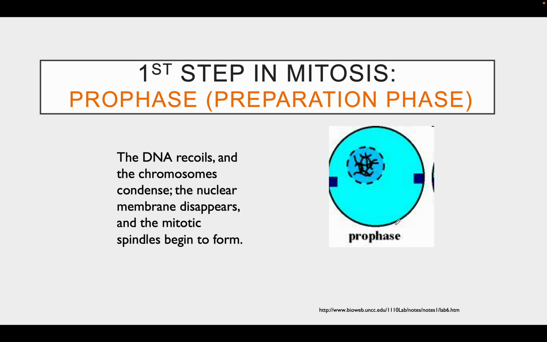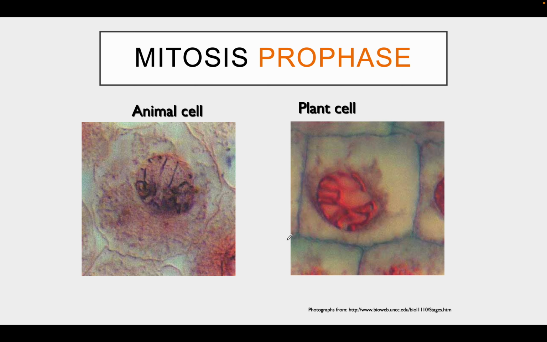In the first stage of mitosis, the prophase, which is the preparation phase, everything starts to disintegrate. The DNA recoils, chromosomes condense, the nuclear membrane disappears, and the mitotic spindle begins to form. This question we have already covered, that the mitotic spindle begins to form in prophase.